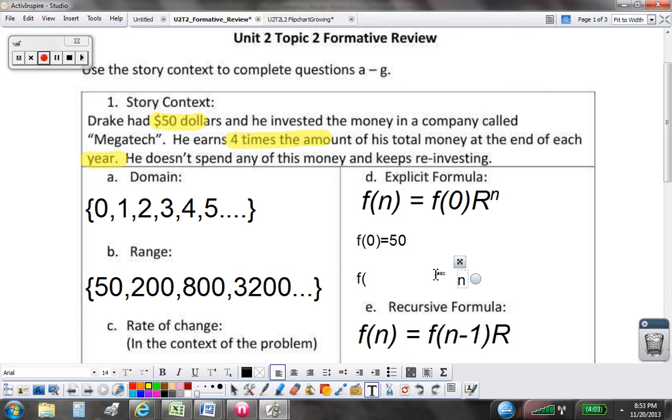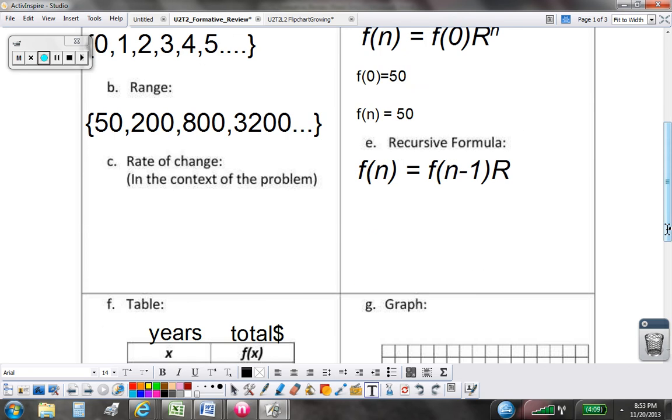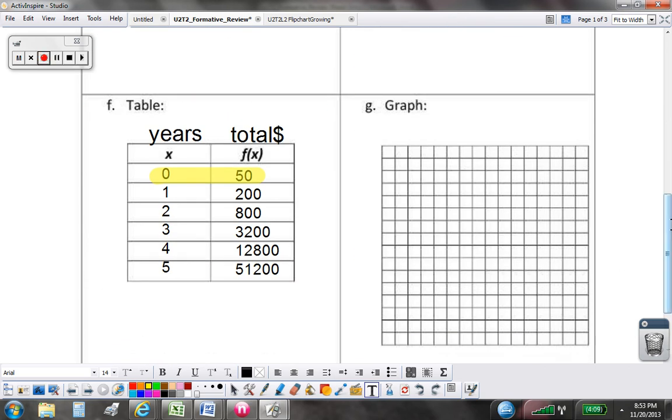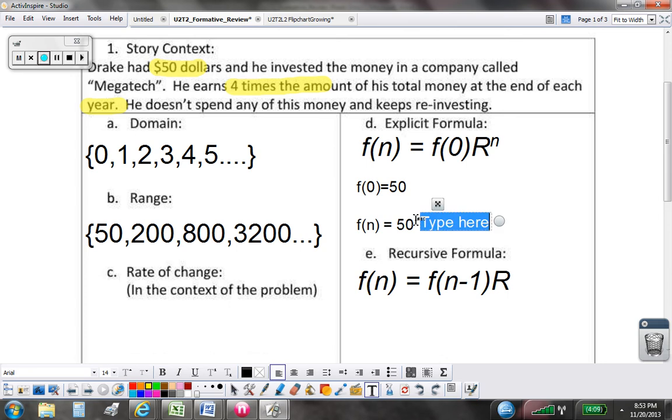Okay, so f of n is equal to, okay, so my formula is up here for the explicit. So f of 0 is 50, so I'm going to put 50. And the ratio, haven't figured that out yet. It's times 4, so I'm going to go ahead and put my 4 there. 4 to the nth power. So I'm going to go ahead and put that in, to the nth power.